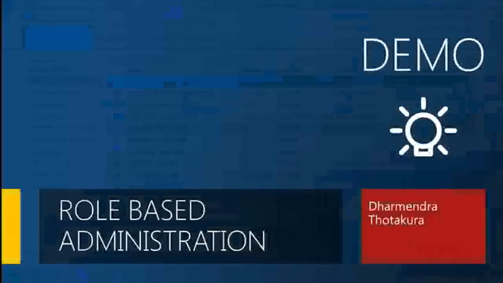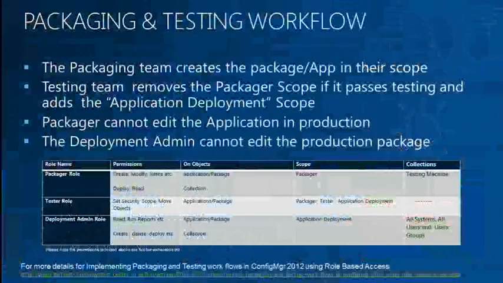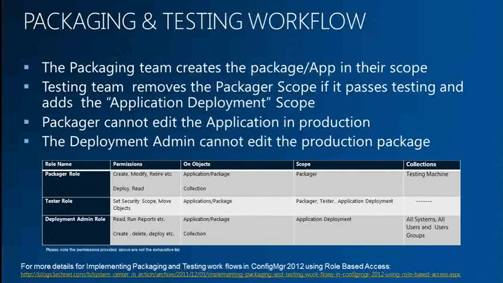I'll put on the PPT machine. One second. So this is a quick recap of what I just showed you. The packaging team creates the packages in their scope. The testing team changes the scope of the application and the package if it's ready for production. And then the deployment team is going to deploy the package. The overall net result is that the packaging team cannot see the packages in production, so they cannot edit them. The deployment admin has only deploy rights. He doesn't have edit rights, so he cannot edit the package in production. So this is a secure way of ensuring nobody has access to edit the application in production.